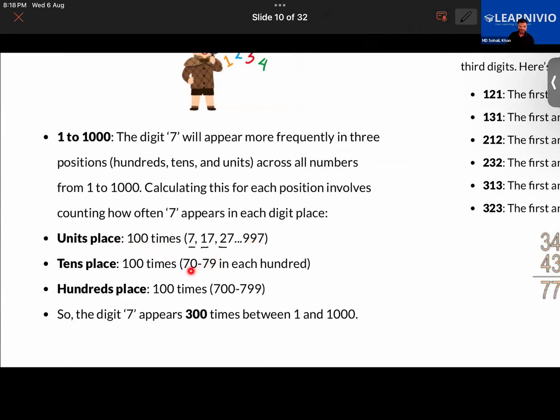Then at the tens place, it's only possible when the number starts from 70, 71, 72, because 77 here is standing at the tens place, as you know. So from 70 till 79. Then for the hundreds place, again it will be repeated 100 times. So here we have used a shortcut to find the answer. So the digit 7 will appear 300 times between 1 and 1000. Clear?